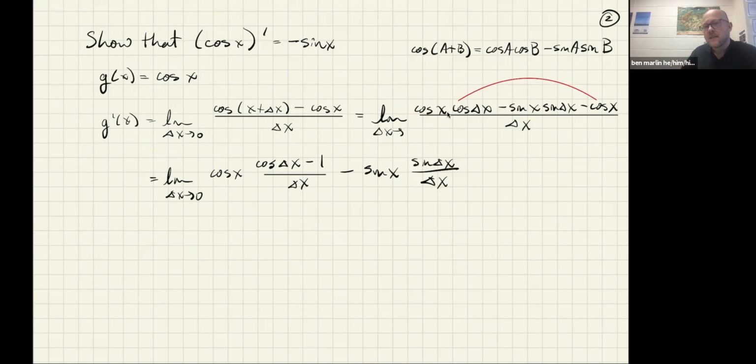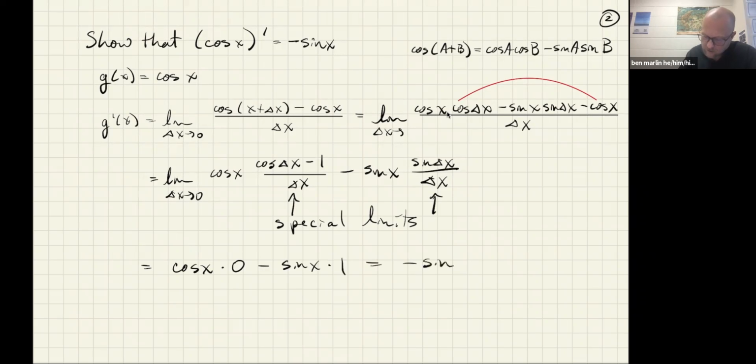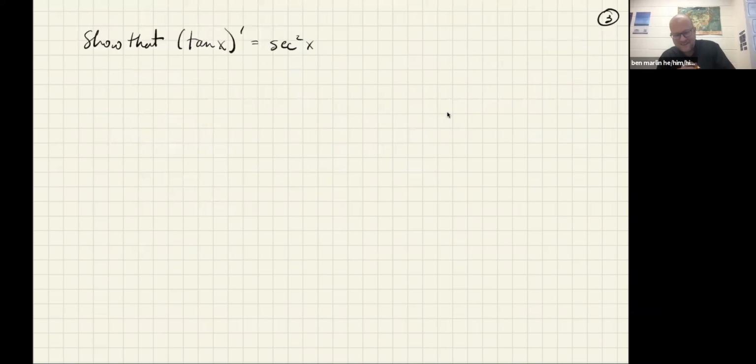Remember that as delta x goes to 0, it doesn't change what x is. And so we have our special limits appearing in this again, and they will give us cosine of x times 0 minus sine of x times 1. So we end up getting that the derivative of cosine is minus sine. Okay, I have a hard time remembering that.